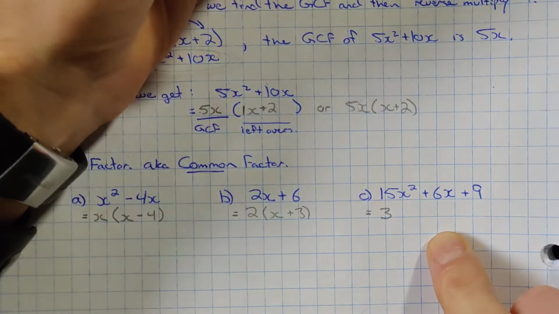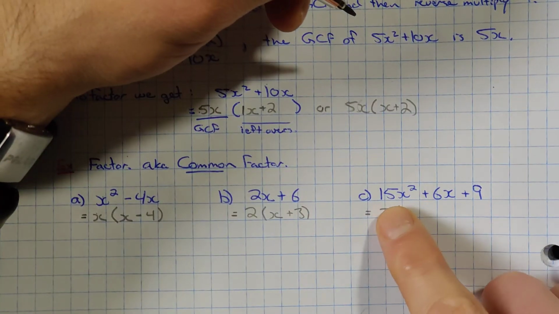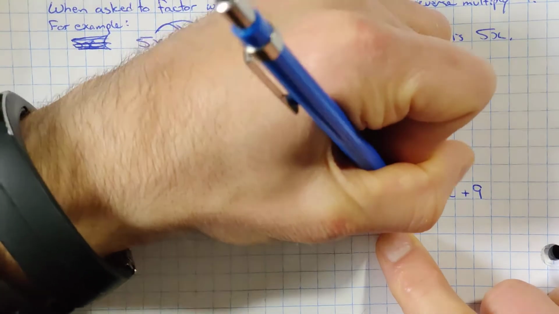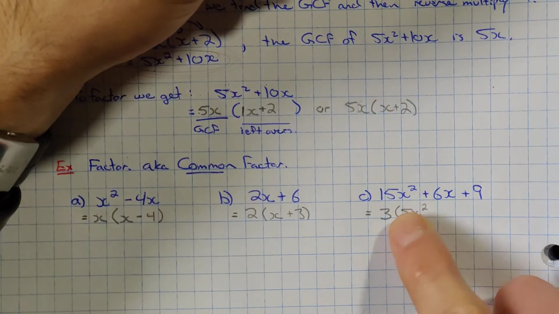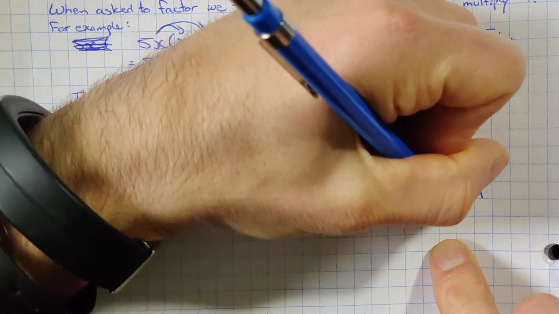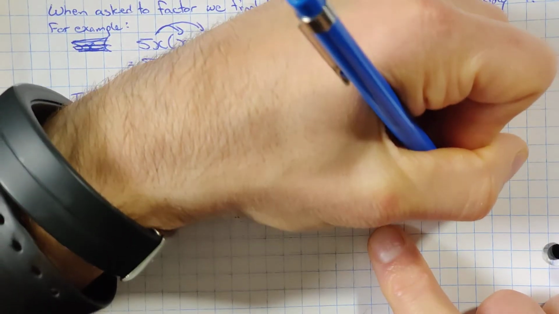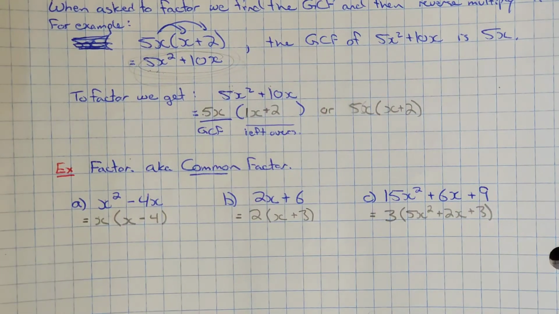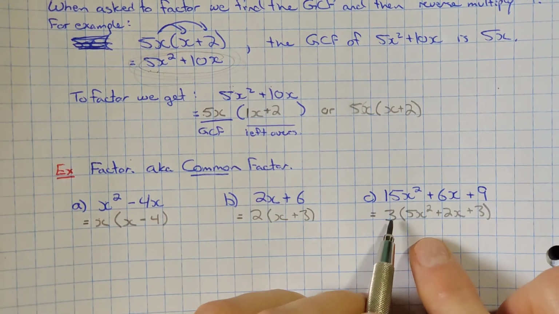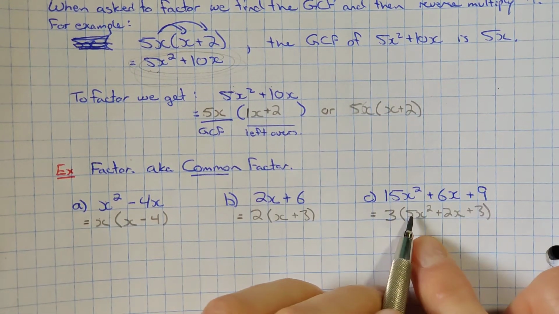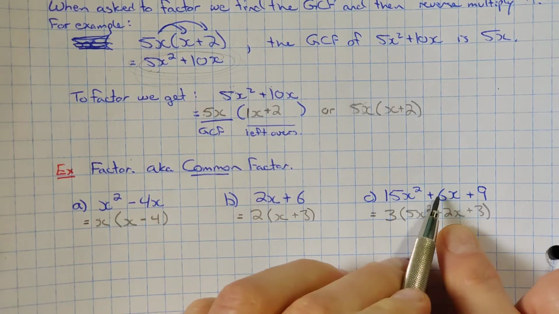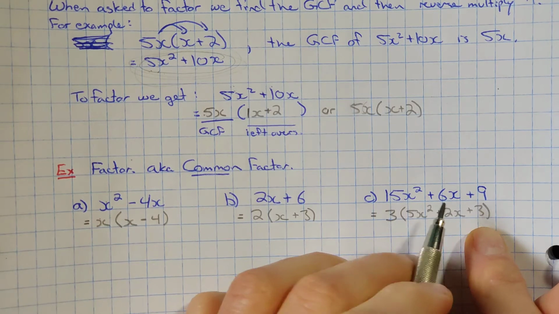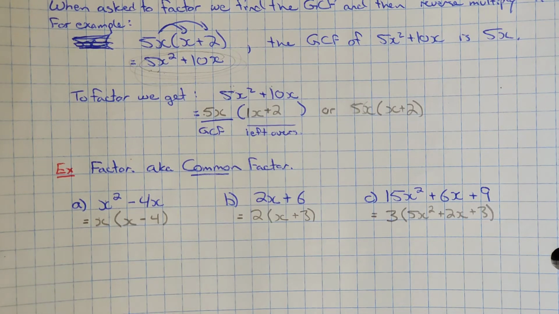So our common factor here is 3, bracket, and then 15 divided by 3 is 5, and the x squared stays. 6 divided by 3 is 2, and the x stays. And then 9 divided by 3 is 3. And again, just like the rest, if you want to check, you should be able to multiply this back out and get this. 3 times 5 is 15 with the x squared. 3 times 2 is 6 with the x. And 3 times 3 is 9. We're all good. And again, there may be cases where there's other possible numbers that could go in, but you're always looking for the biggest number. So make sure you're always picking the biggest possible number that you can take out.